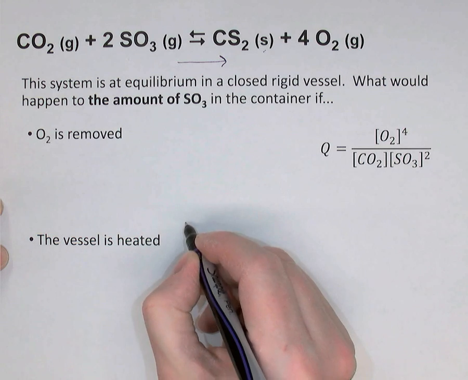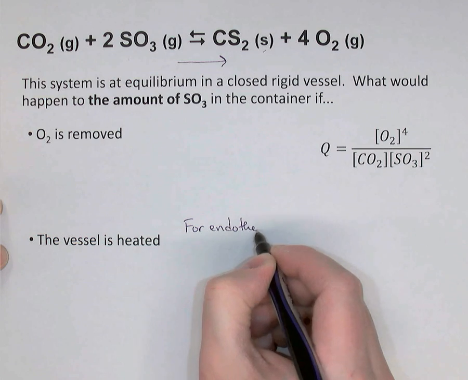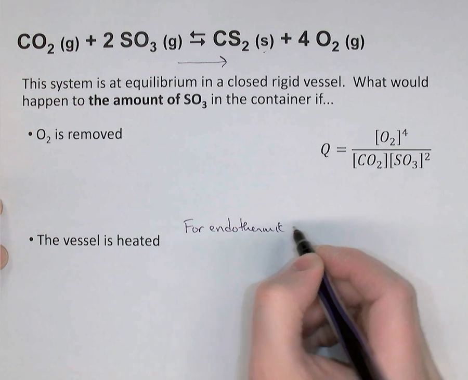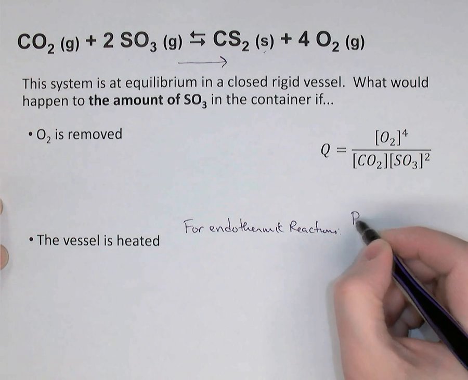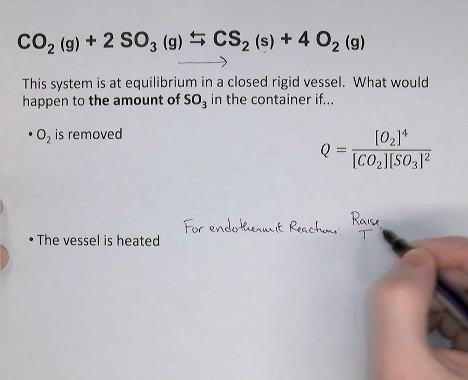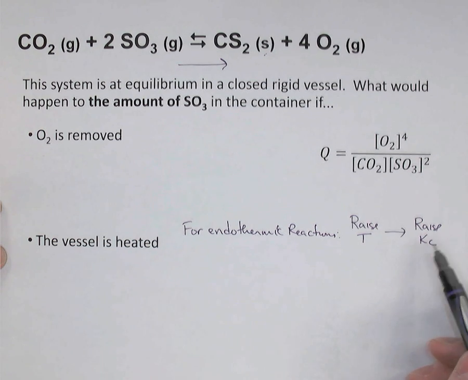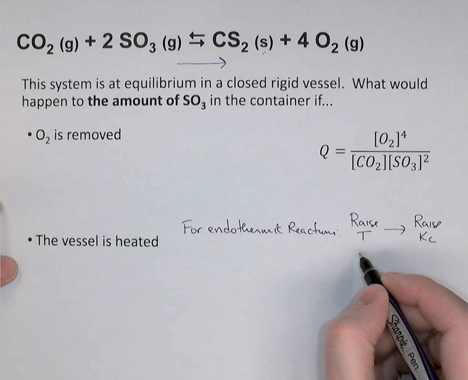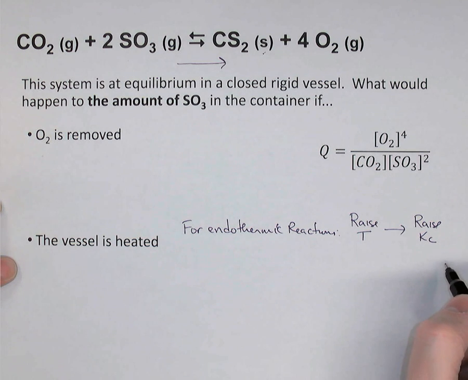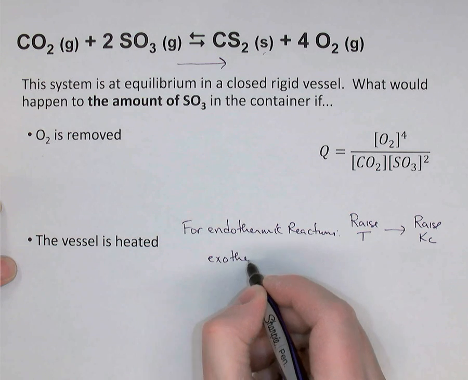So for endothermic reactions, and this is something you want to memorize, if you raise the temperature, you will raise Kc. Increased temperature increases Kc. Decreasing temperature decreases Kc. For an exothermic process, it's the opposite.